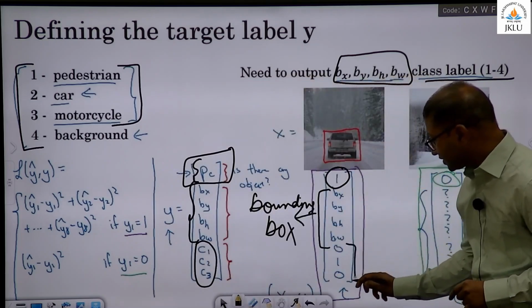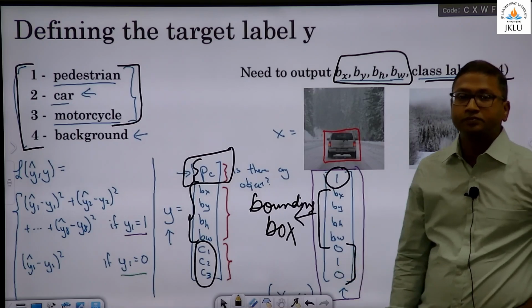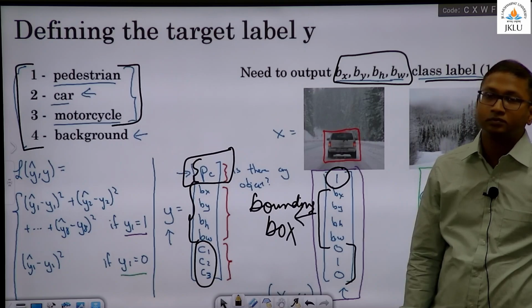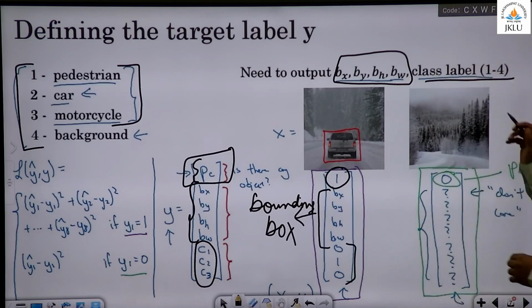And then we have C1, C2, C3. Why don't I need background? By default, the three classes are there. Okay, you answer the label for this one.